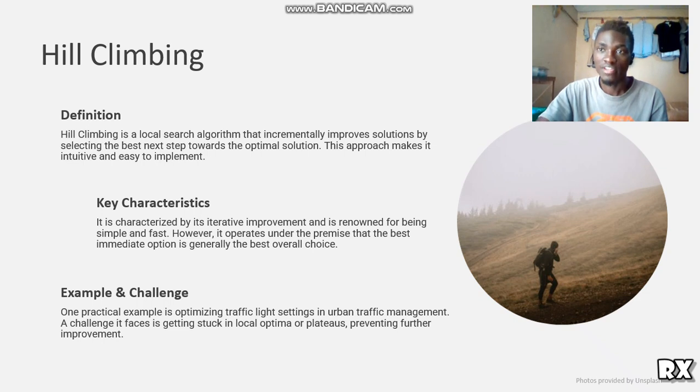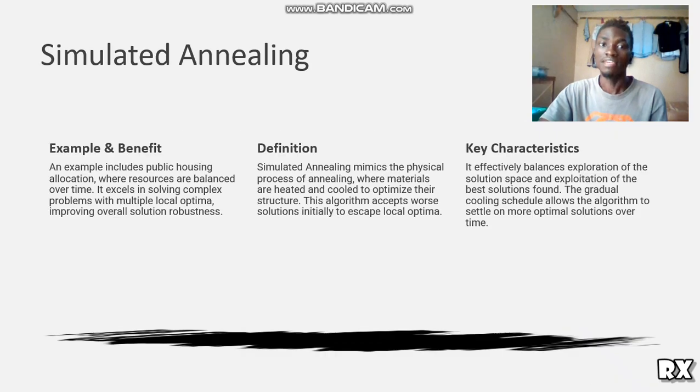It starts with the current state of the traffic and keeps on iterating until there is no traffic jam. But one of the challenges is that it can get stuck in local optima or plateaus, preventing further improvement. Then the second one is simulated annealing.